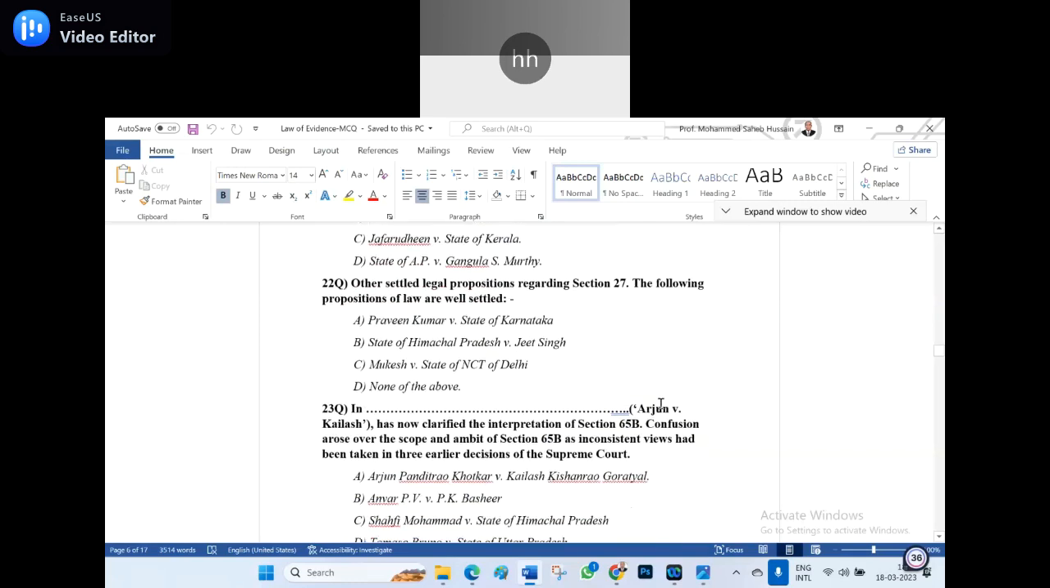22nd question. Other settled legal propositions regarding Section 27. The following propositions of law are well settled in which of the case laws? A. Praveen Kumar versus State of Karnataka. B. State of Himachal Pradesh versus Jeet Singh. C. Mukesh versus NCT of Delhi. D. None of the above.